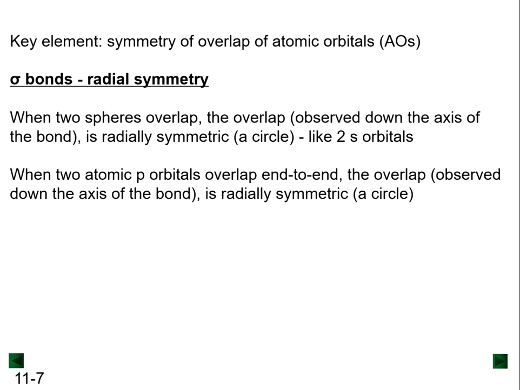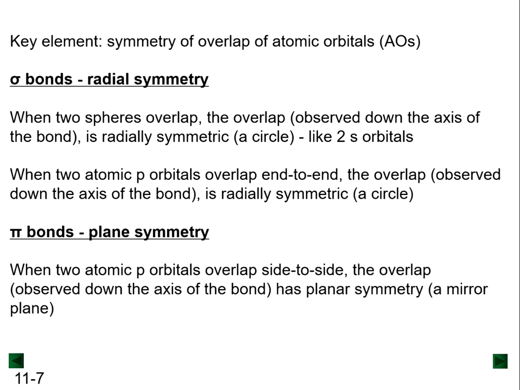So the overlapping region overall is a disk, but then if you look at the disk from the top, you'll see it's circular. When two atomic p orbitals overlap end to end, the overlapping region, again, is radially symmetric. And if you have a p orbital, or a d orbital for that matter, come in end on and interact with an s orbital, you will get radial symmetry. It'll look like a circle, and the center of the circle will be the center of the bond, and that circular region is the region of overlap of the two orbitals.